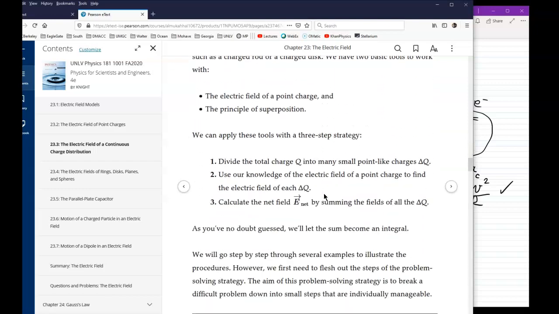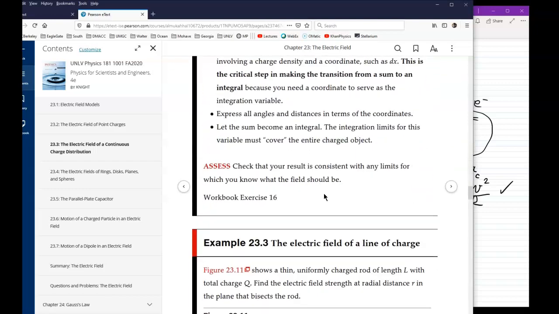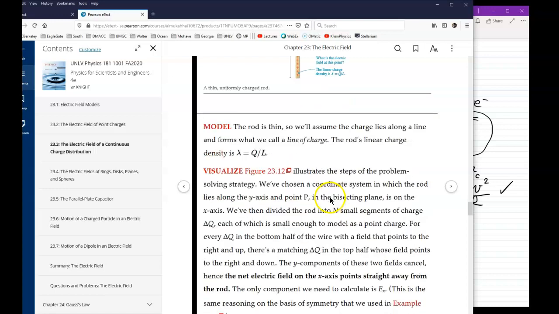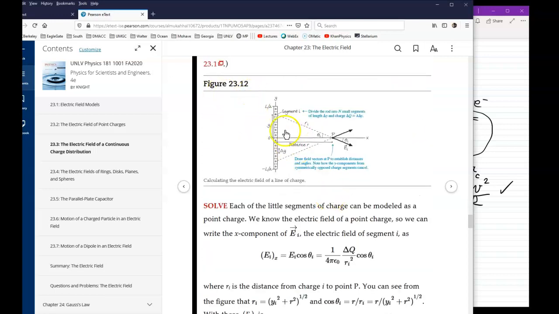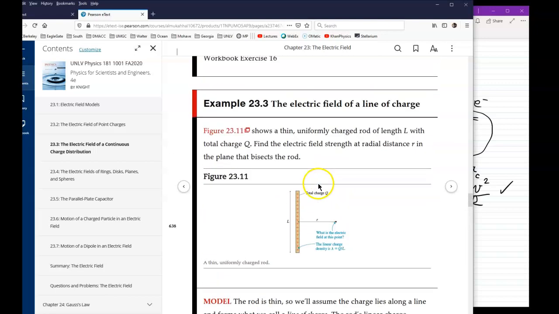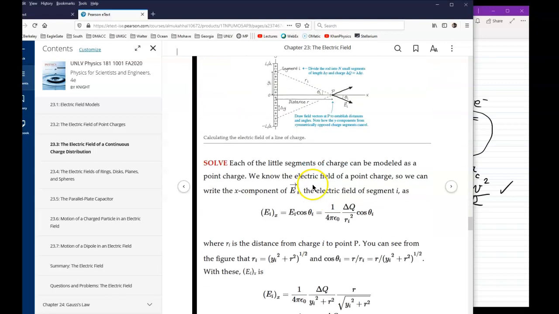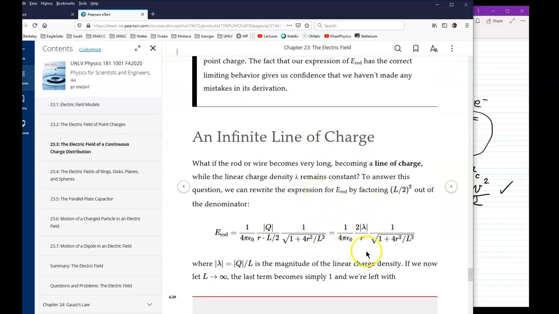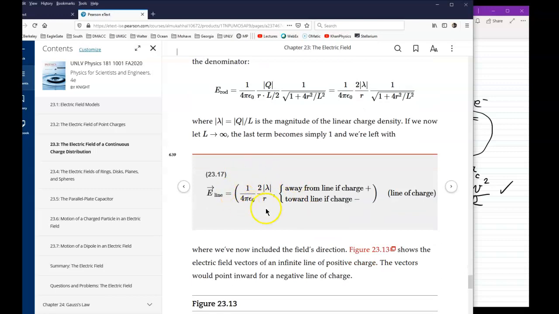Here is the rod. Remember that example 23.3 right here? This is example 23.3 right there, and then he goes on for a couple of pages, and down the line he gives you the equation right there.